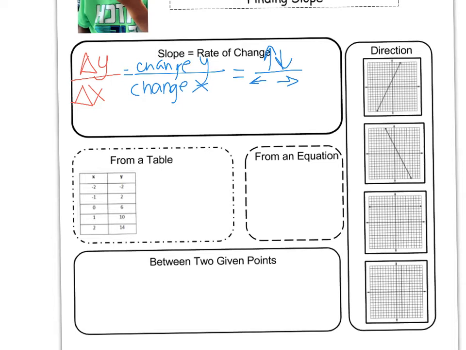If we want to find slope, sometimes we're going to find it from a table. Sometimes it'll be from an equation. Sometimes it'll be from a graph. And sometimes it'll be just from 2 points. And so we're going to go over those quickly.